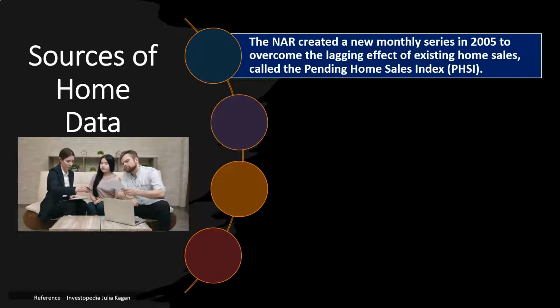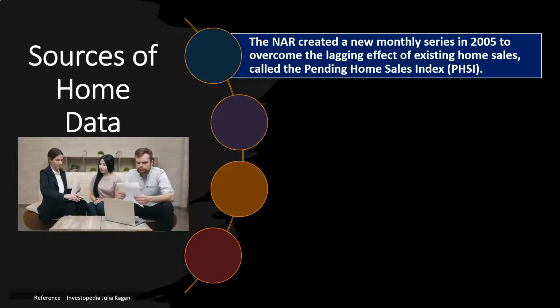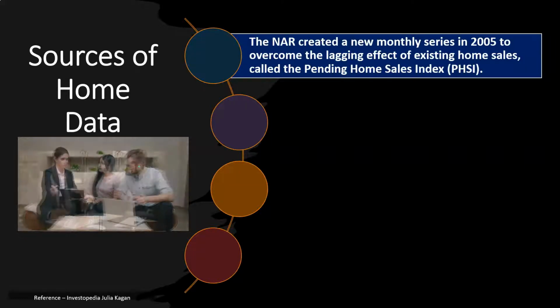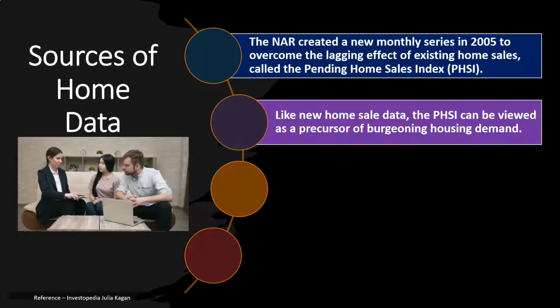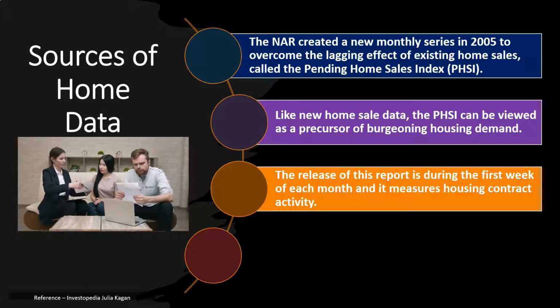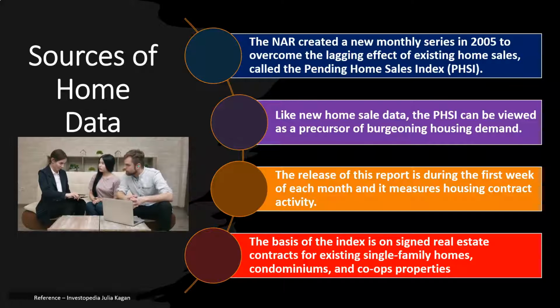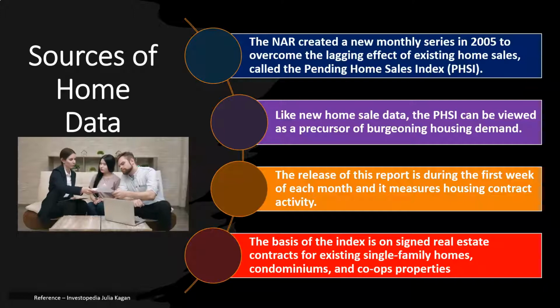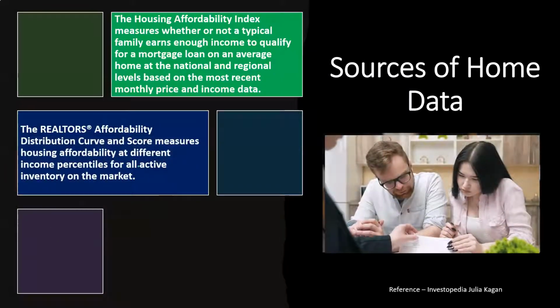The NAR created a new monthly series in 2005 to overcome the lagging effect of existing home sales, called the Pending Home Sales Index, the PHSI. Like new home sales data, the PHSI can be viewed as a precursor of burgeoning home demand. The release of this report is during the first week of each month and is measuring housing contract activity. The basis of the index is signed real estate contracts for existing single-family homes, condominiums, and co-op properties.